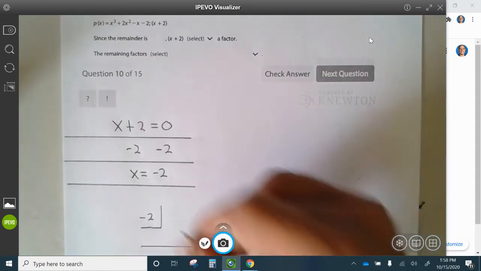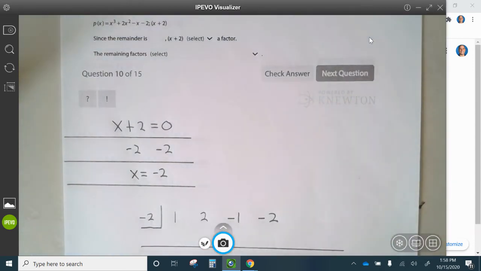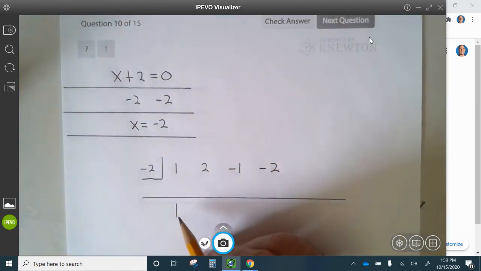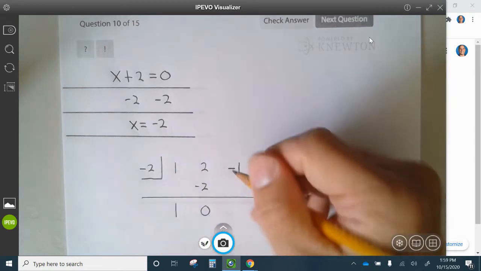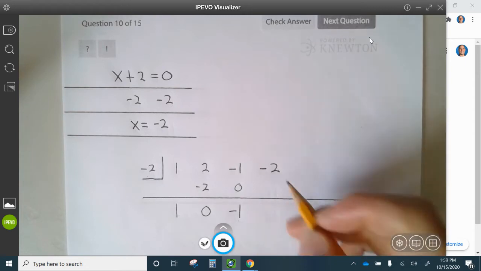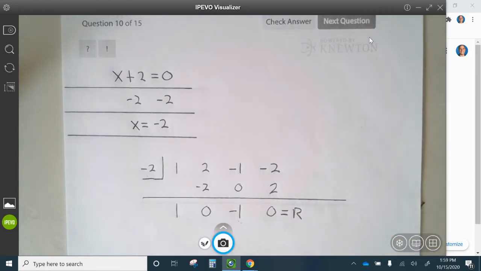Okay. Now we're going to use synthetic division to see if x plus 2 is a factor. So we have 1, 2, -1, minus 2. Now, when we use synthetic division, if the remainder is 0, it's a factor, okay? So we bring down the 1. -2 times 1 is -2. That combines to be 0. -2 times 0 is 0. Bring down the -1. I'm sorry, -2 times -1 is positive 2. The remainder is 0, okay?